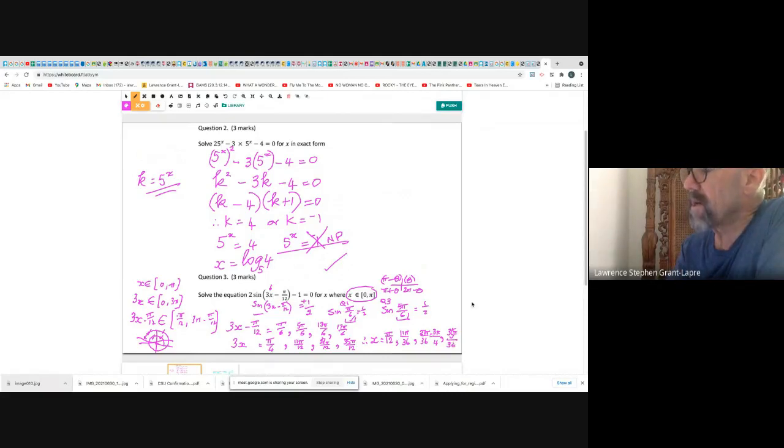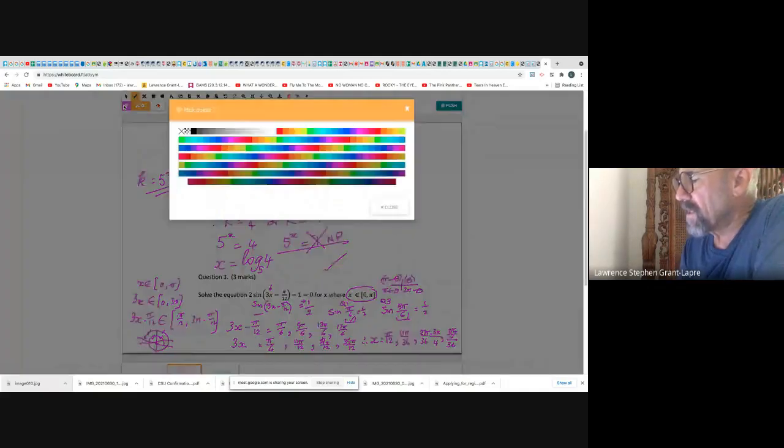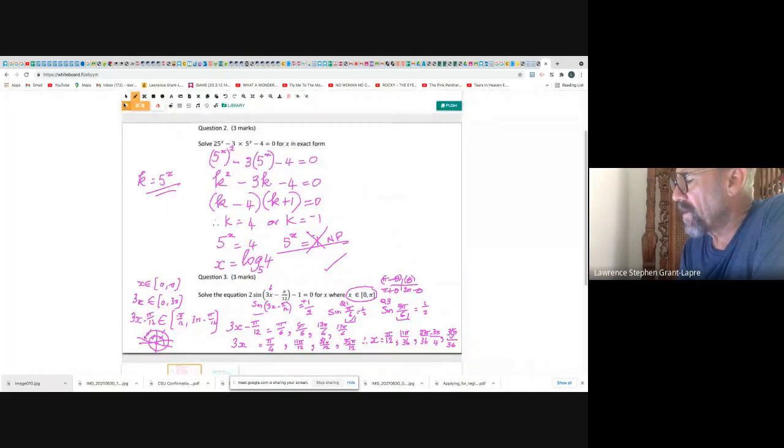I'll just underline them so that we can clearly see that it's 1, 2, 3, 4. And notice they're all between 0 and pi. None of those angles are bigger than pi. 3 marks for that one, and 3 marks for the first one.